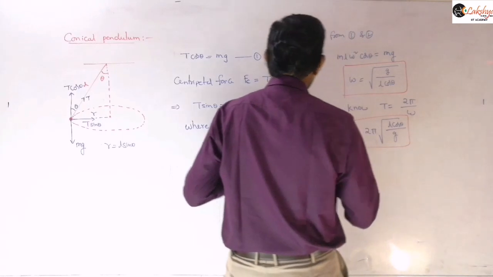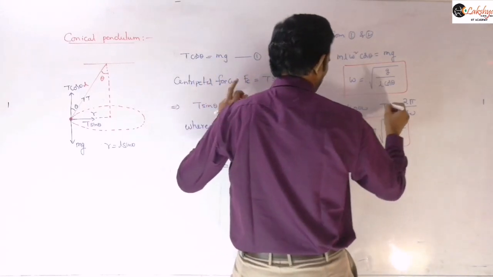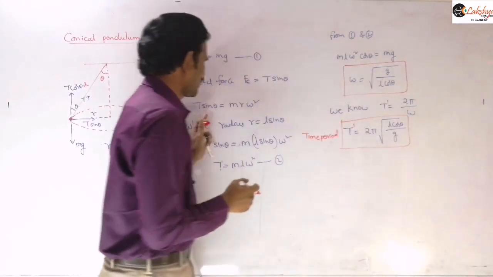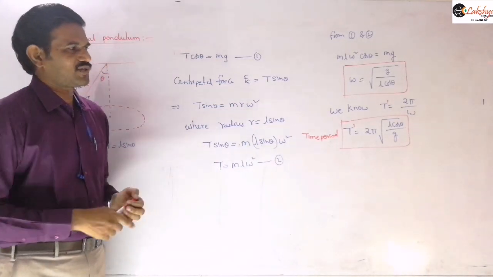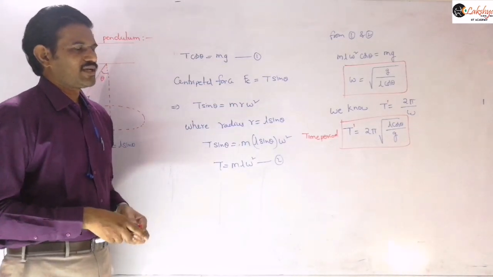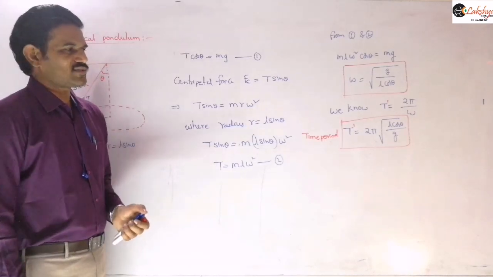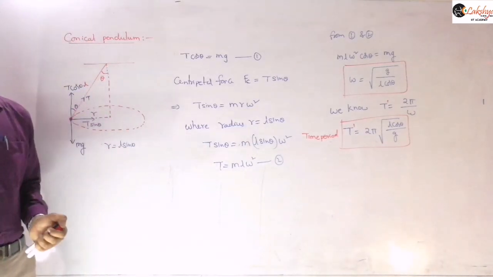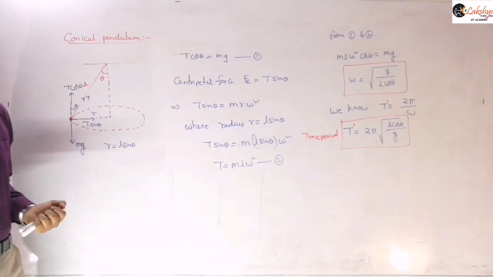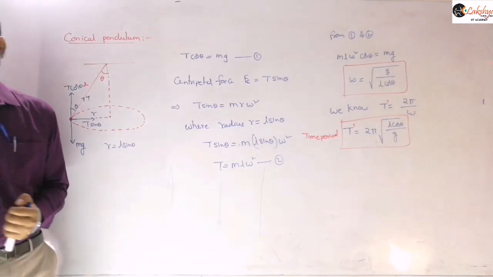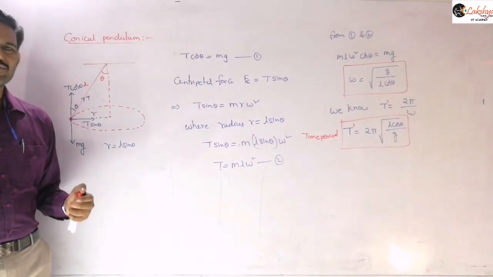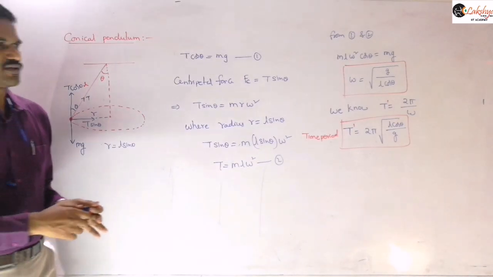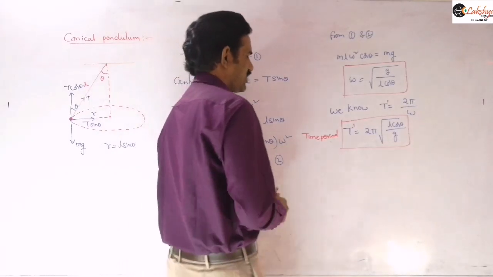You may mention this as T dash, because here T means we use that for the tension, so you may use T dash as the time period. Therefore the time period is 2 pi into under root of L cos theta by g. So that is the time period in that case. Or sometimes they may ask what is the linear speed of the particle. If all those angles are given to us, sometimes they may ask for the speed of the particle. So now let us see that speed calculation here.